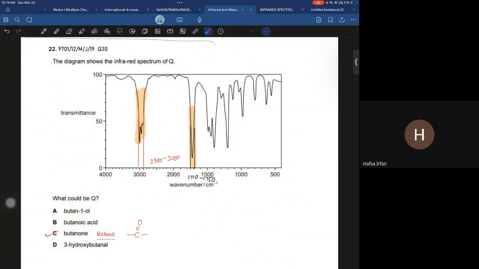There is no alcohol. Where is the broad peak of alcohol? Option A is wrong. Butanoic acid: where is the peak of carboxylic acid? No. Hydroxy is again alcohol; where is the broad peak? No. That's why C is correct. So that's all for infrared spectroscopy. Hopefully my explanation was clear.